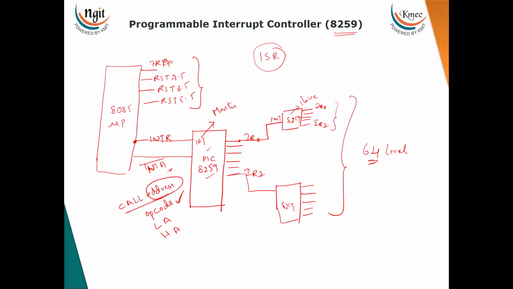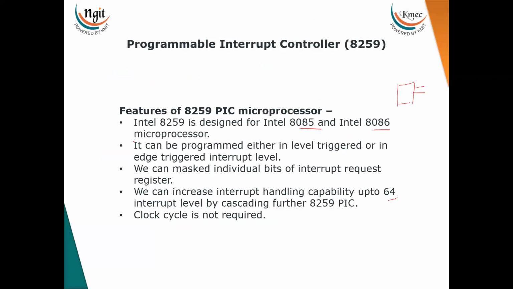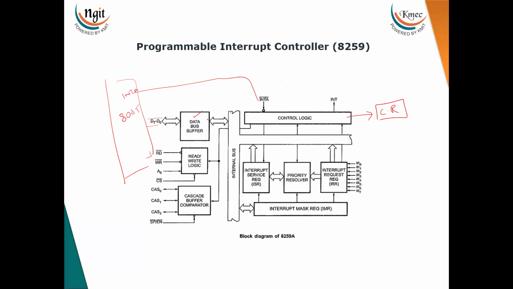It will send the opcode. After receiving the INTA, it will send the opcode. Again, INTA will be received by the 8085. Again, it will send the lower order address, and after sending the lower order address, it will send INTA again. Thereby it sends the higher order address. So, three times the 8085 microprocessor will send the acknowledgement signal to the 8259.